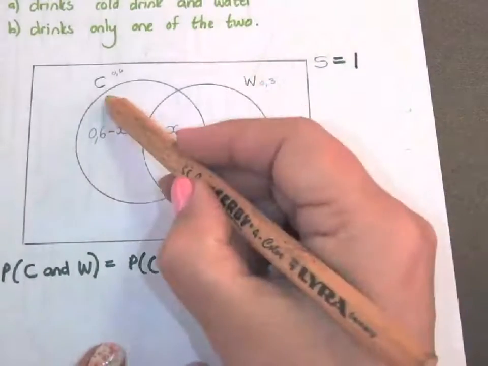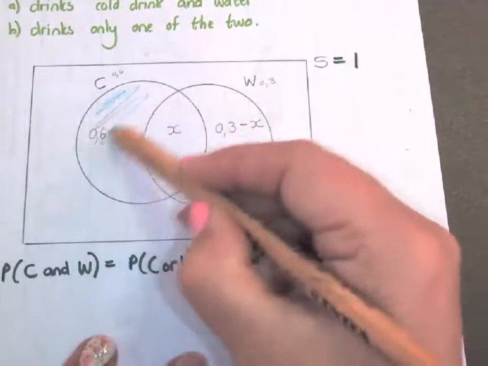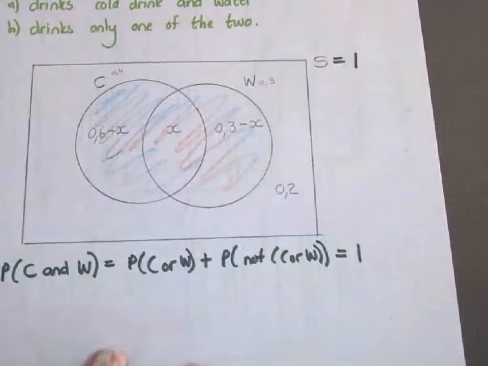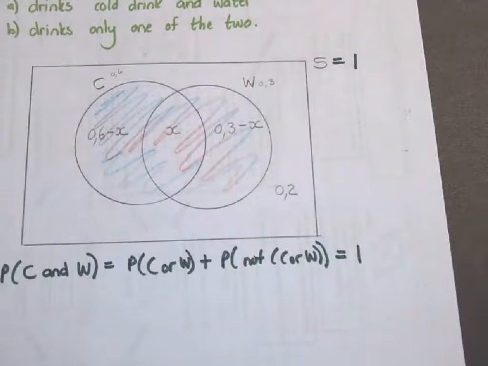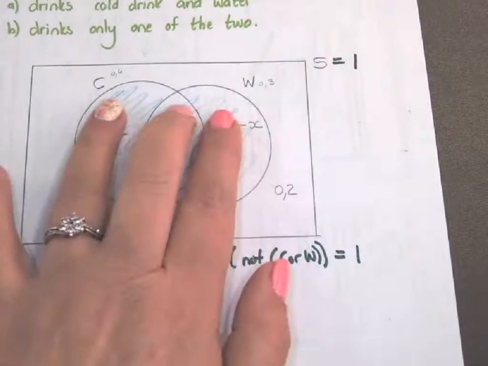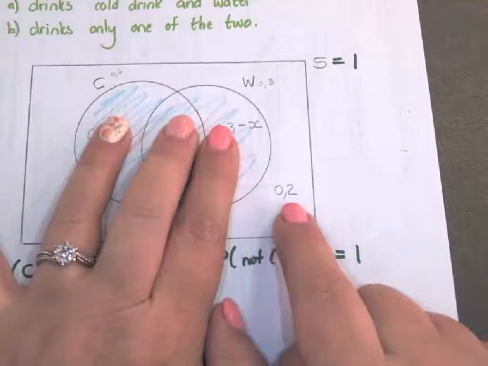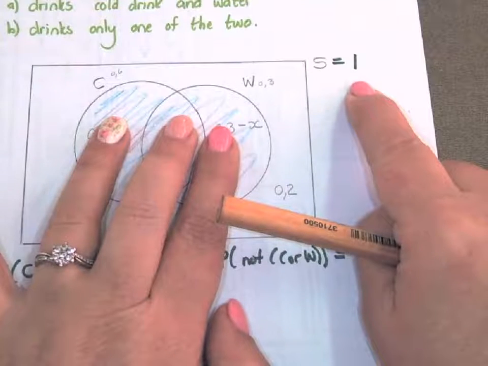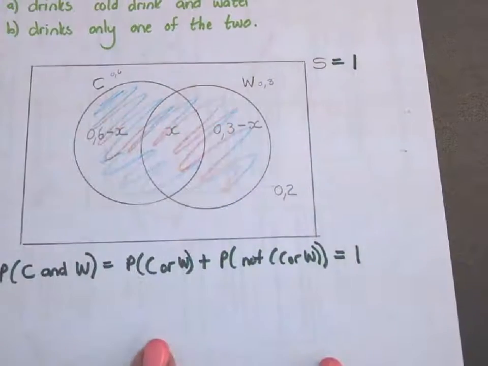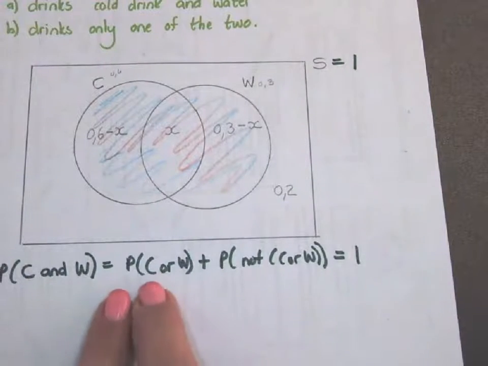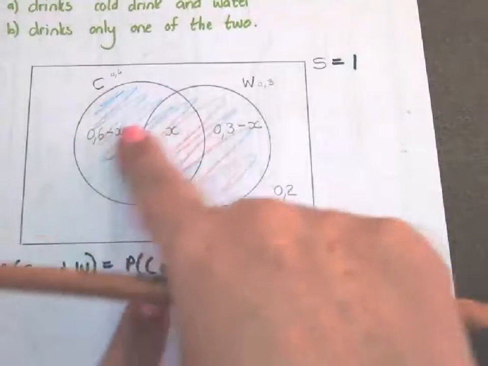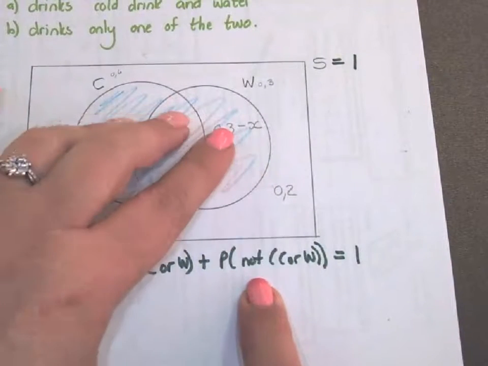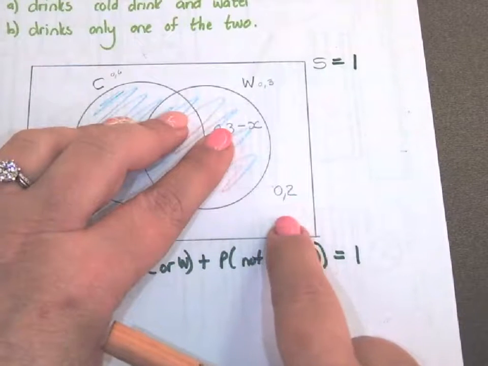The probability of cold drink or water is this. Do you agree? He drinks cold drink or water. So the probability of those plus the probability of not drinking anything must be 1. Does that make sense? Okay, that's what I wrote here. The probability of drinking cold drink or water, the colored in one, plus the probability of not drinking cold drink or water must be 1.